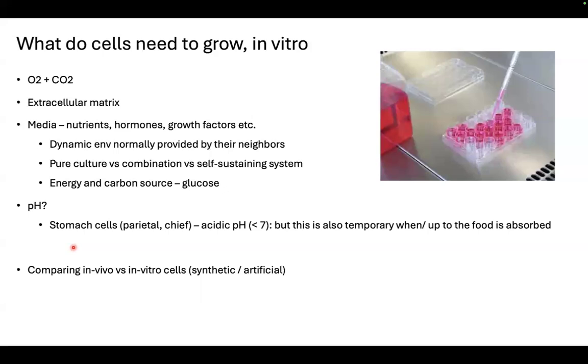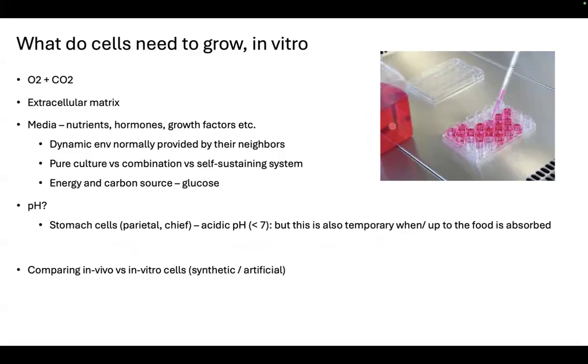Some cell types can tolerate a different pH. For example, the stomach cells, which are releasing acids, can handle an acidic pH. So acidic pH is less than 7, basic pH is more than 7, and the pH scale goes up to 14. But also these cells cannot tolerate that acidic pH for too long.